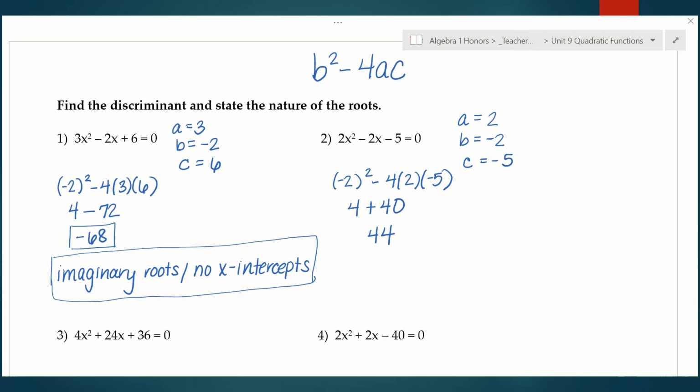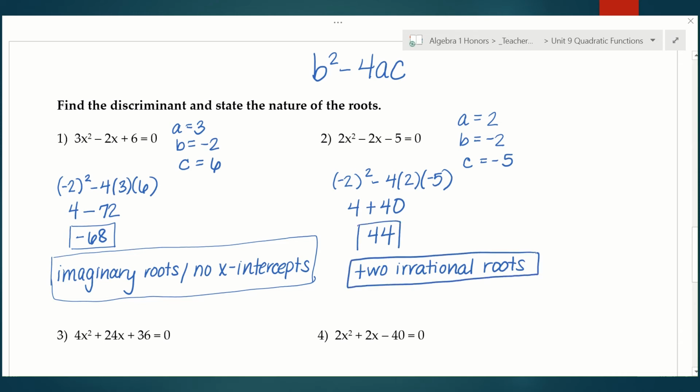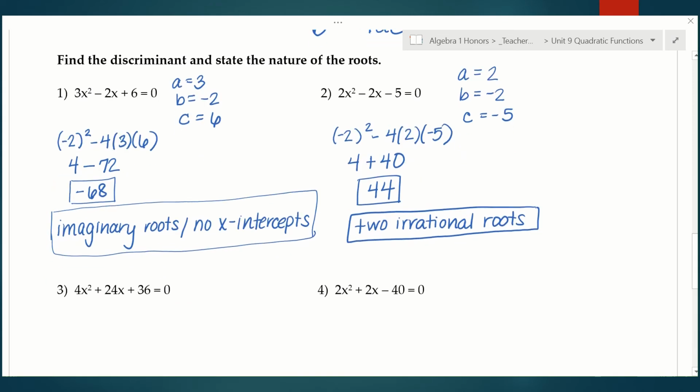Okay, so automatically we know it's going to have 2 x-intercepts, but we also need to say, are they going to be rational or irrational? So since 44 is not a perfect square, we are going to say there are 2 irrational roots, or 2 irrational x-intercepts. Okay.